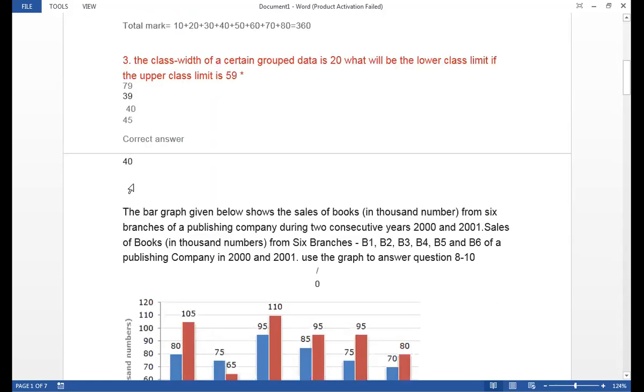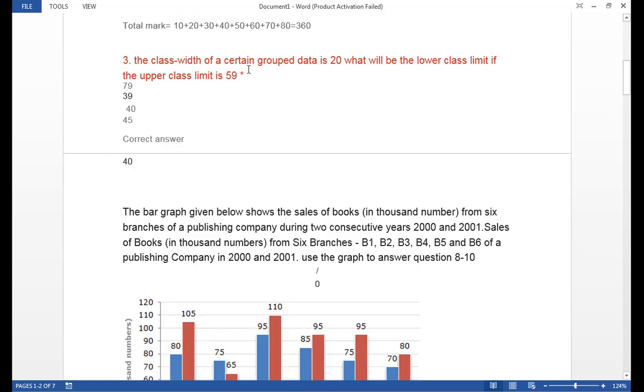Let's see question 3. For question 3 here, the class width of a certain group of data is 20. What will be the lower class limit if the upper class limit is 59? In fact, many people will miss this. Because class width talks about distance, many people will think they should subtract the class width from the upper class limit to get the lower class limit. But if you do that, you are wrong.